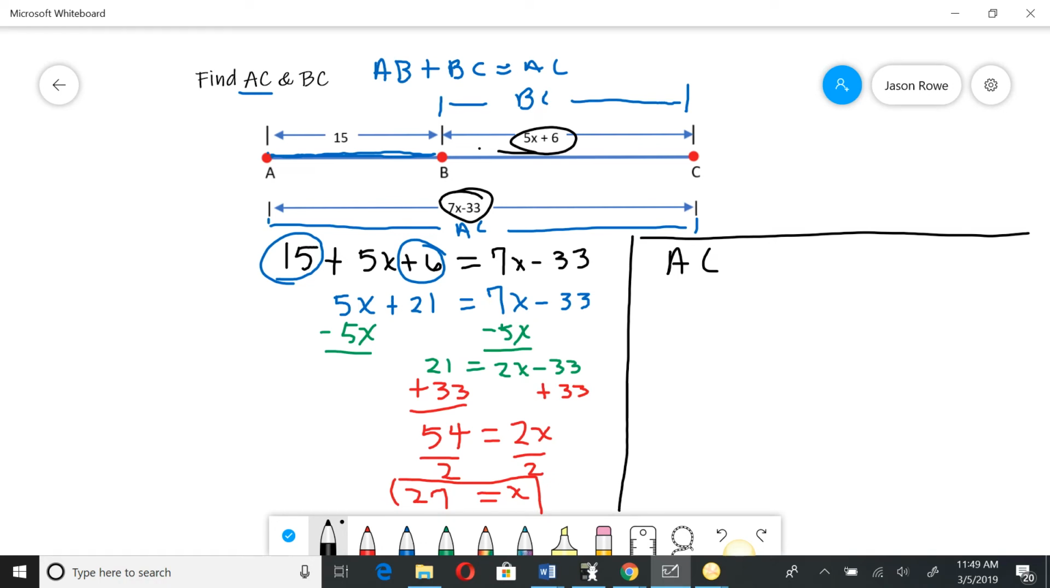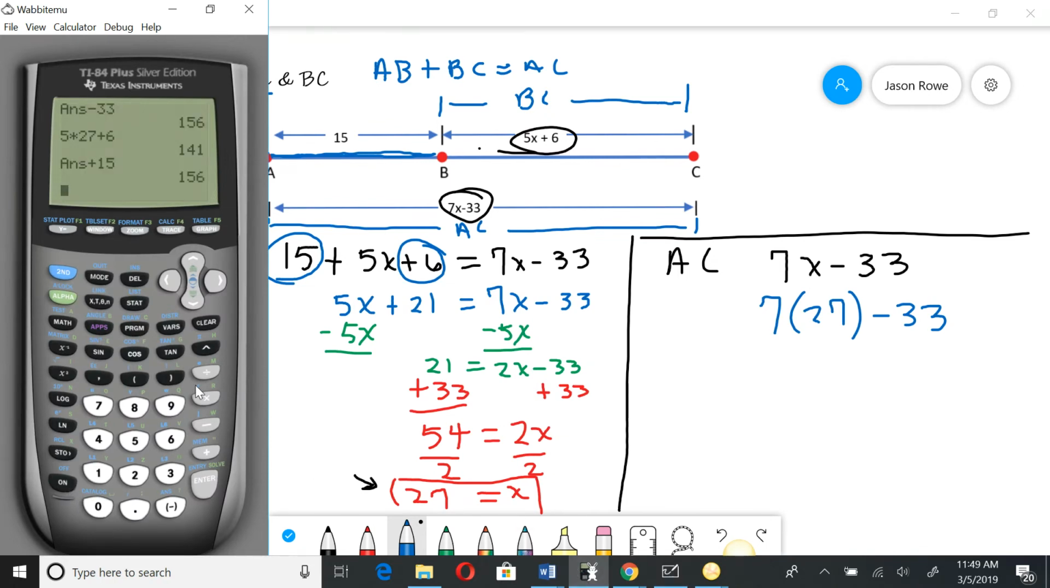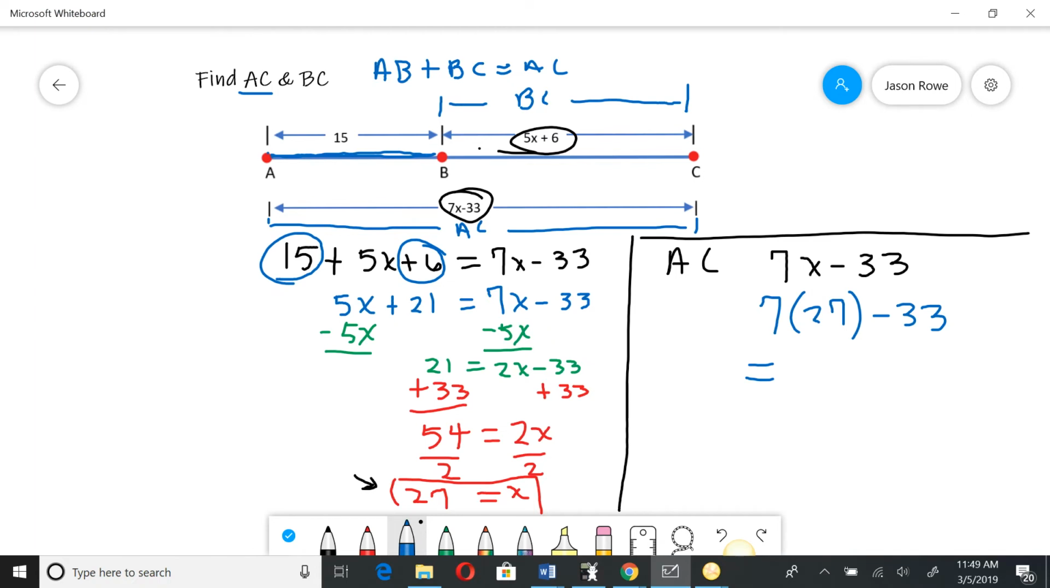Remember, we're going to substitute the value we just found into the expression for the part and then simplify the part. So AC is 7x minus 33. We're going to replace x with 27. So I've got 7 times 27 minus 33. If you've got your calculator and you're not sure, pull that calculator out. We're going to do 7 times 27. That gives me 189. And 189 minus 33 is going to equal 156.